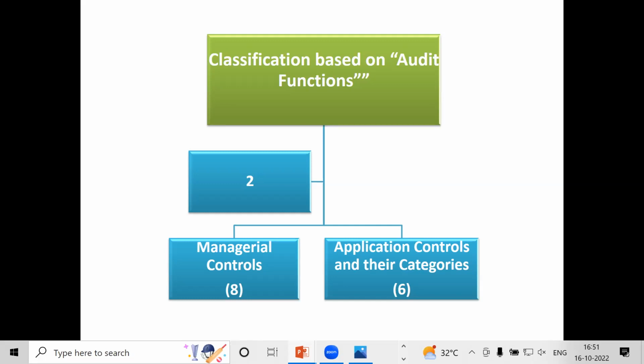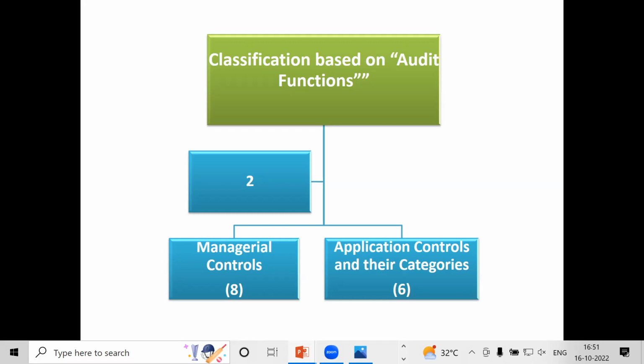What are managerial controls? These are the common system controls, like purchasing the necessary hardware and software with full protective mechanisms. You will employ only qualified personnel. Like that, you will have various preventive control mechanisms. Managerial control means the ITGC, information technology general controls.